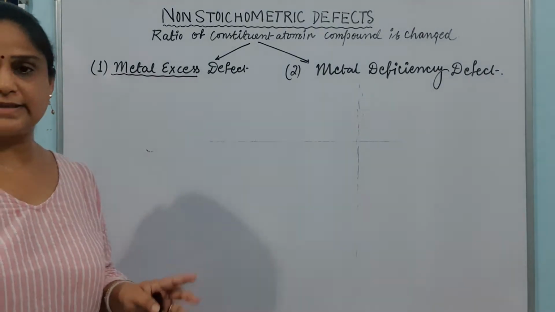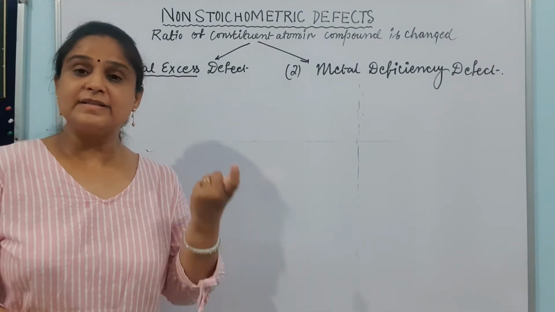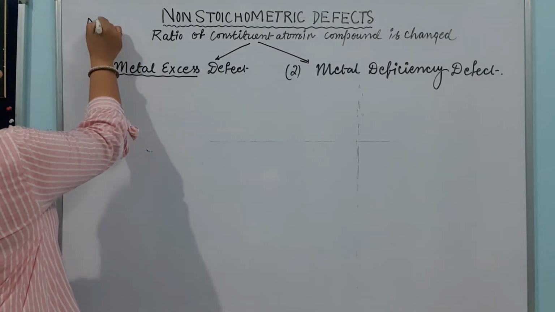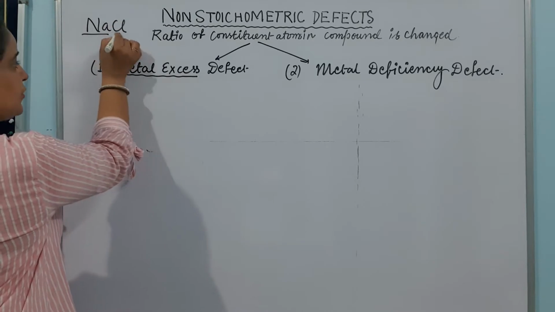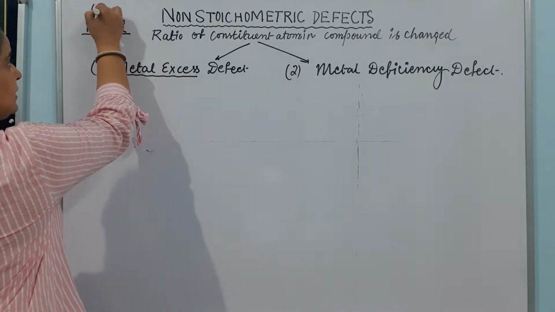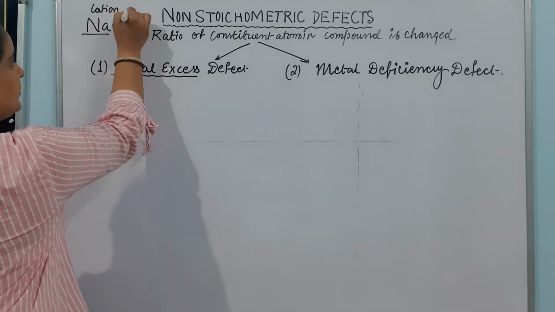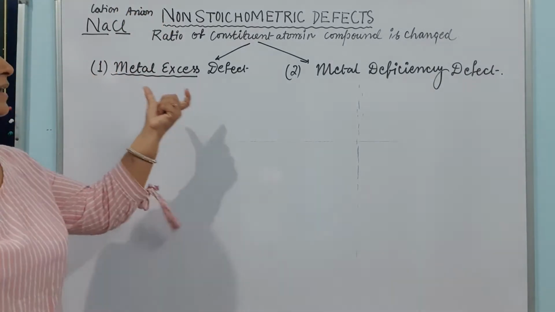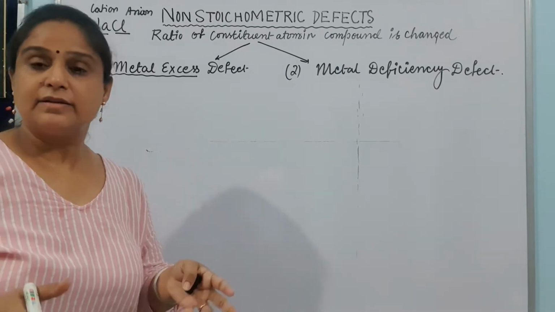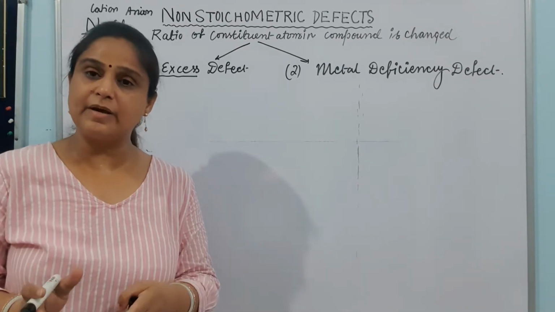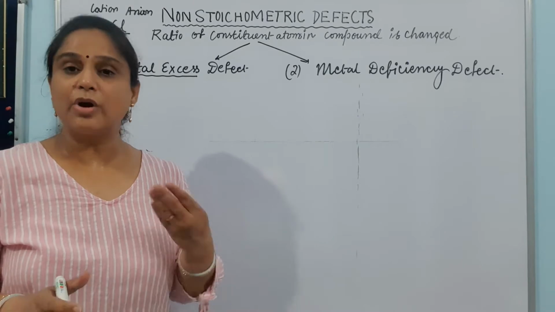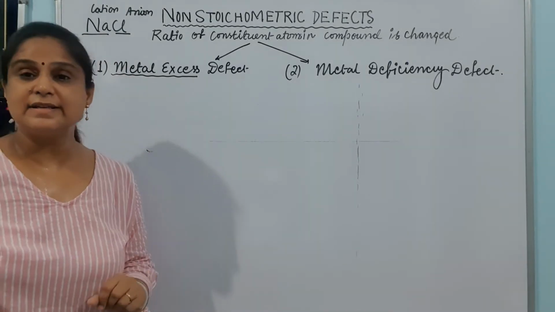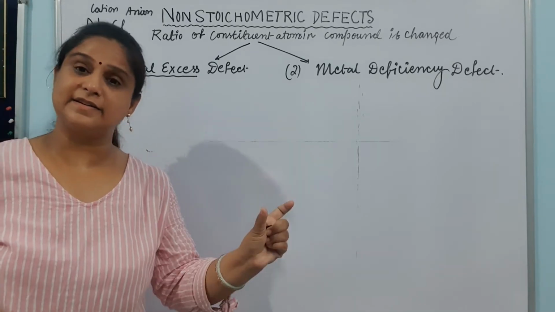First of all, let us understand that metal excess means excess of metal ion. In any formula, if I am writing NaCl, in this formula one is cation and one is anion. In any ionic crystal there will be cation and anion, so rather than speaking about atoms, we will talk in terms of cation and anion. So metal excess defect, I can say, is actually cation excess defect.